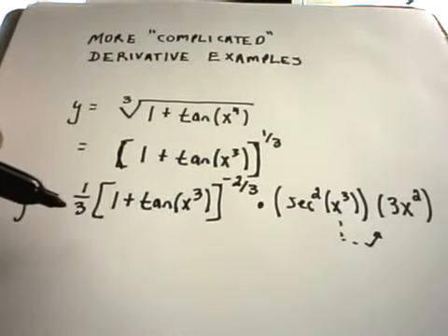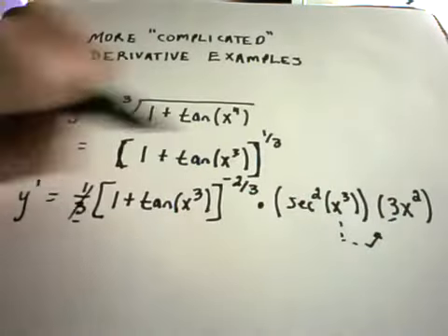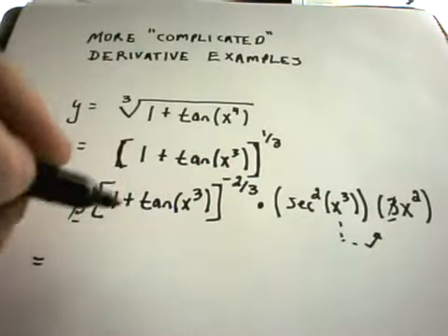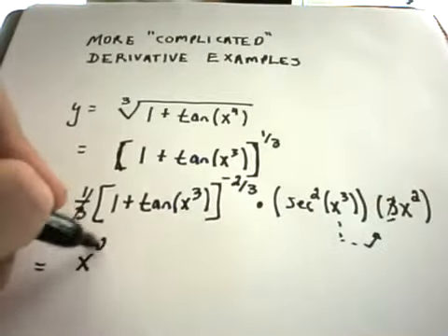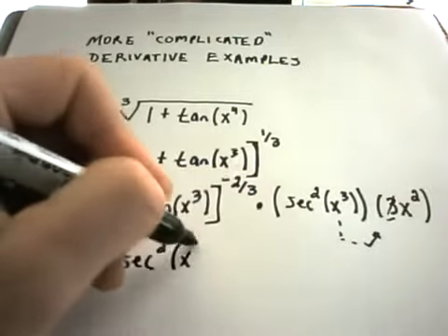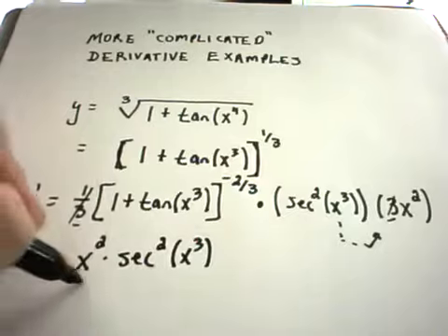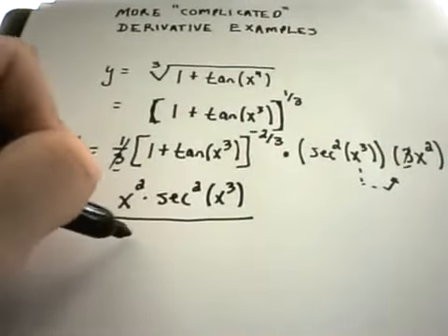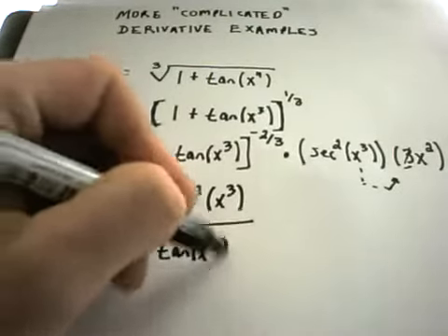You could clean this up a little bit. You could multiply the 1/3 out front by the 3 in the back. Those would simply cancel out and give you a 1. And then there's not really much else you can combine here that I see off the top of my head. I'll pull my x squared out front. I'll pull my secant squared x cubed next, and then I have this negative 2/3 exponent. You can put that back in the denominator as 1 plus tangent x to the third.